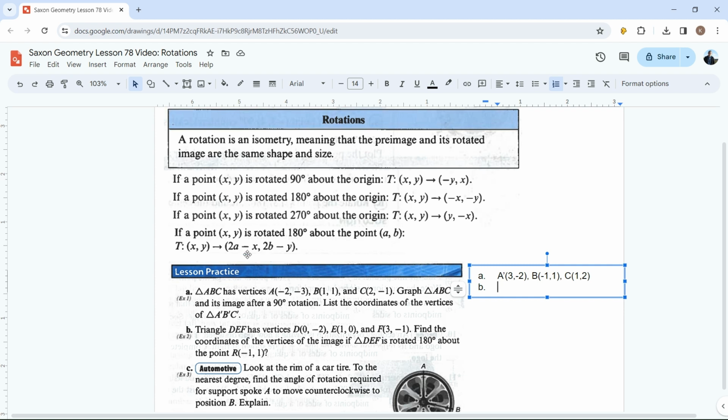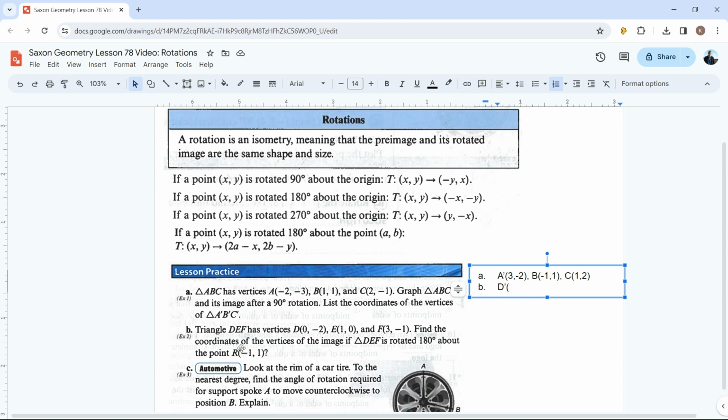But wait, we have an equation for this if it's not around the origin, but it's a 180-degree rotation. So we're just going to use our equation here. Here's how this is going to work. So D prime is going to be, let's see. What we need to do is 2a minus x, 2b minus y. So for this one, it's going to be 2 times -1. That's A. This one's B, okay?